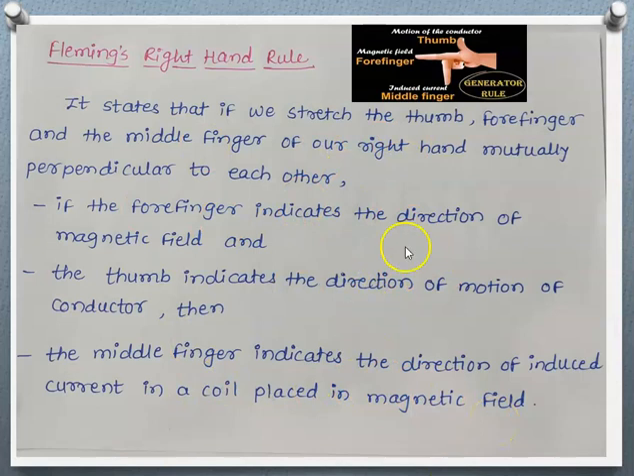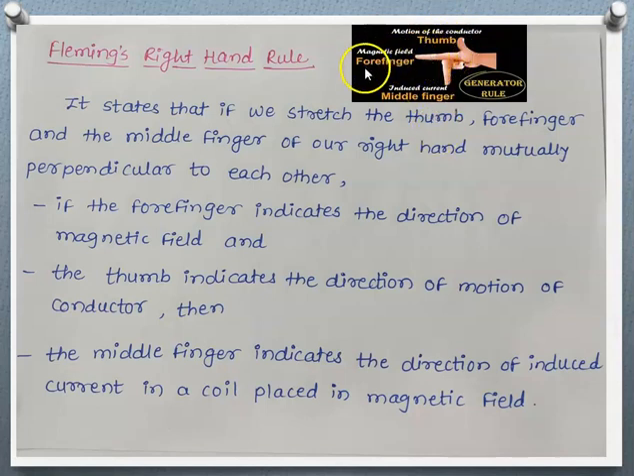The direction of current or direction of EMF induced in a conductor is given by Fleming's right hand rule. We stretch the thumb, forefinger and middle finger of the right hand mutually perpendicular to each other, like this. Mutually perpendicular means having a 90-degree angle between them: 90 degrees between the thumb and forefinger, and also 90 degrees between the forefinger and middle finger.